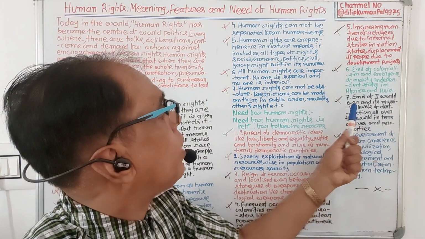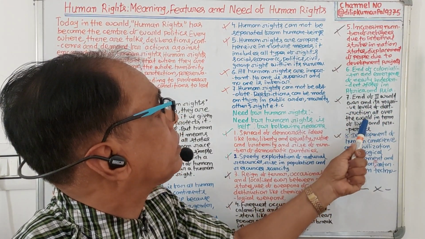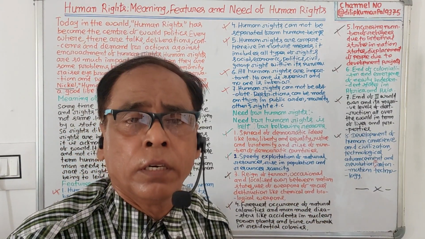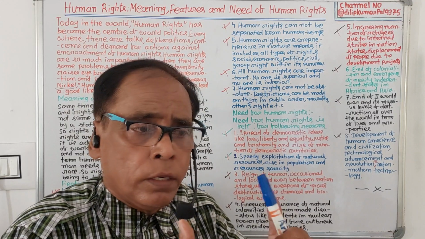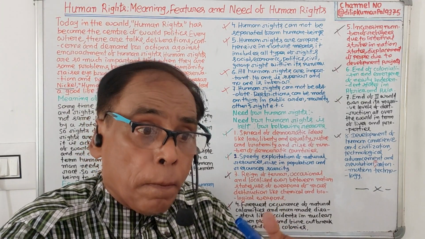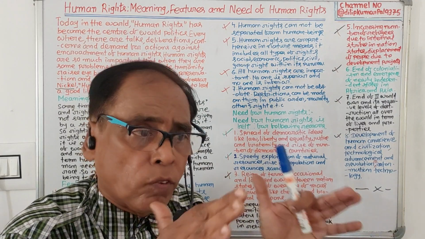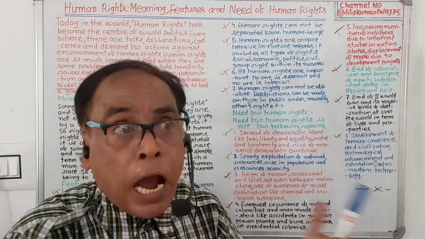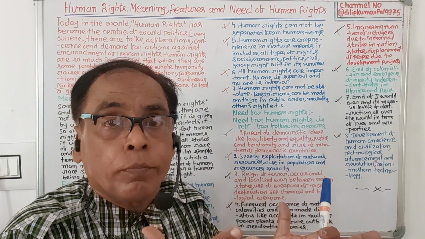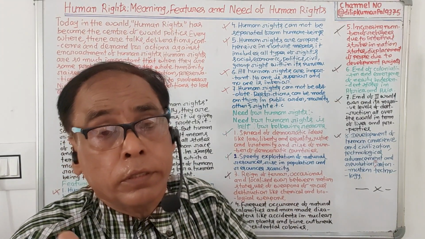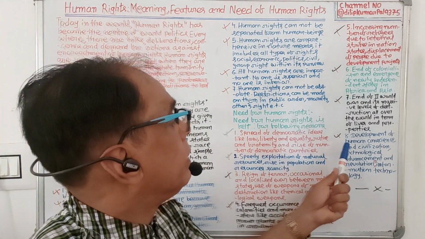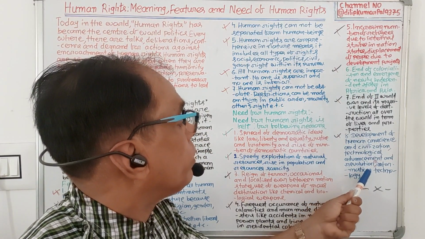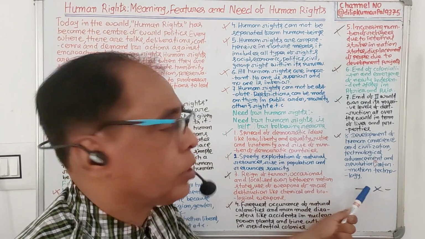Then end of Second World War and its massive destruction all over the world in terms of lives and property. At the time also the need of human rights was felt. When the Second World War was fought and there was massive destruction in terms of life and property of people, at the time the need of human rights was felt, how to protect people after the war conditions. Finally, development of human conscience and civilization, technological advancement and revolution in information technology.